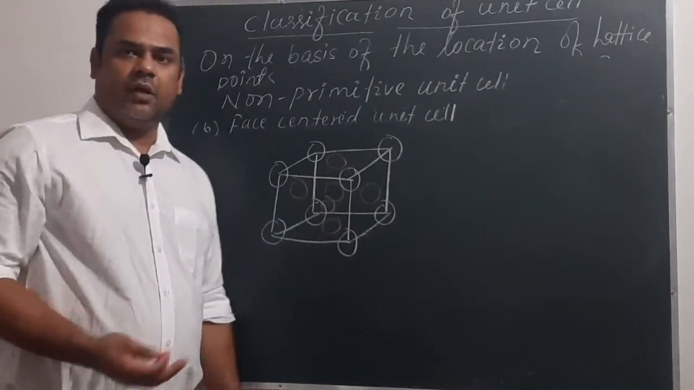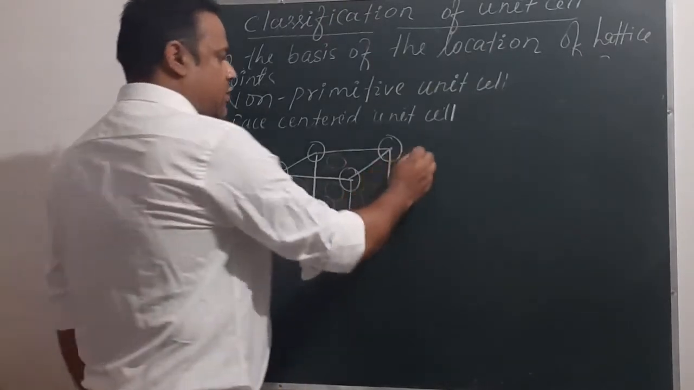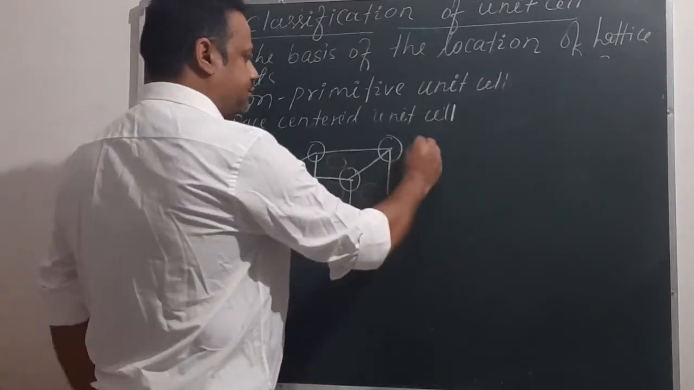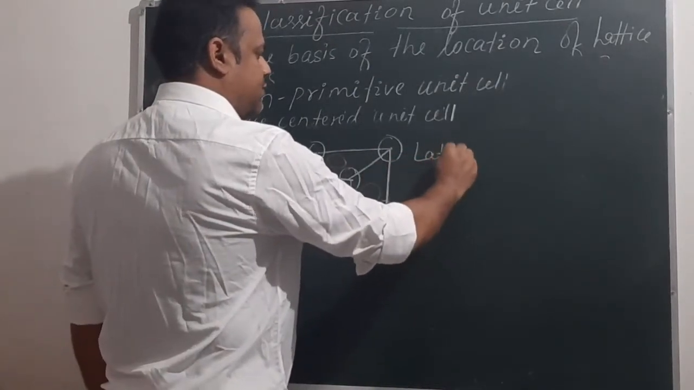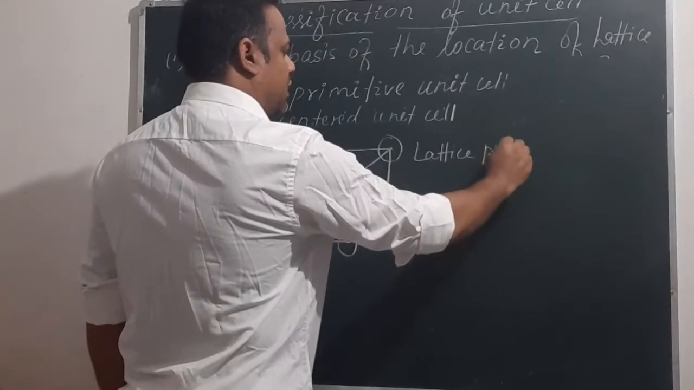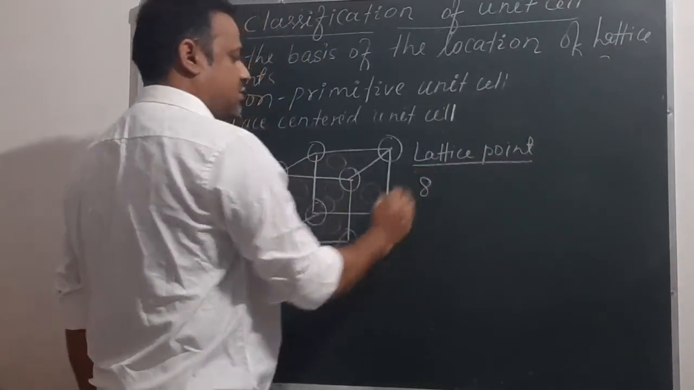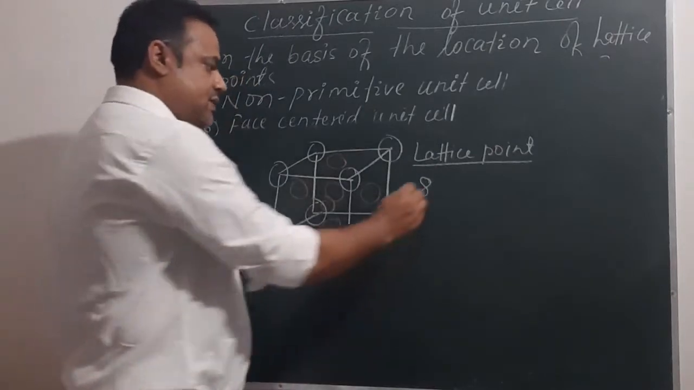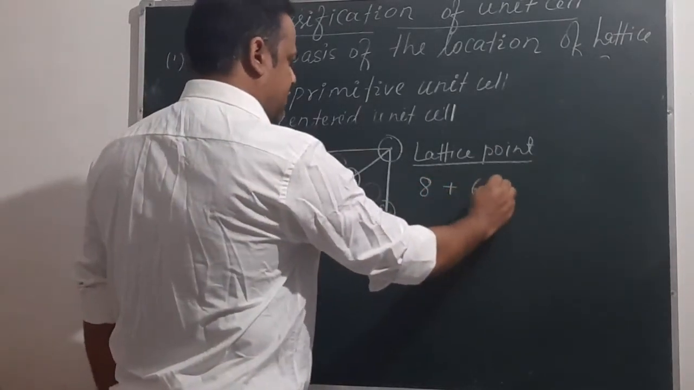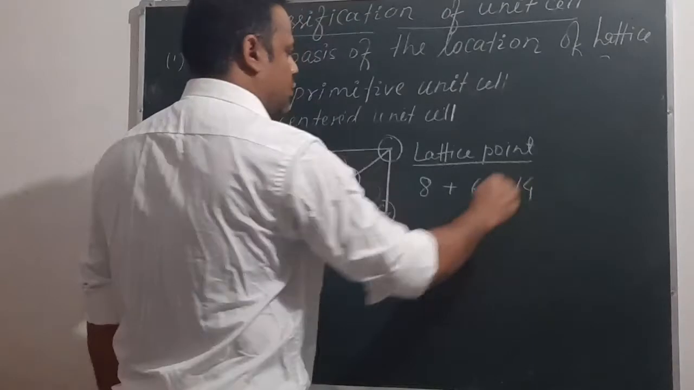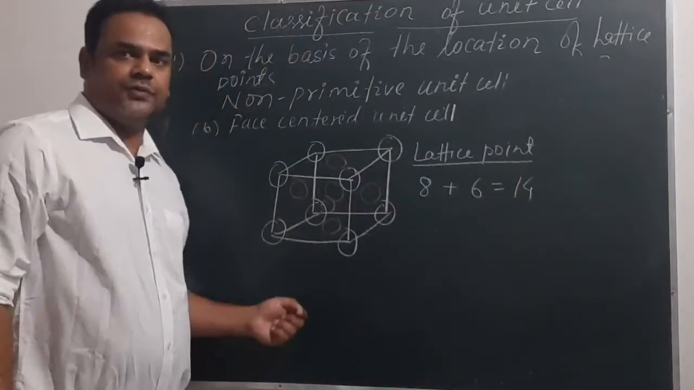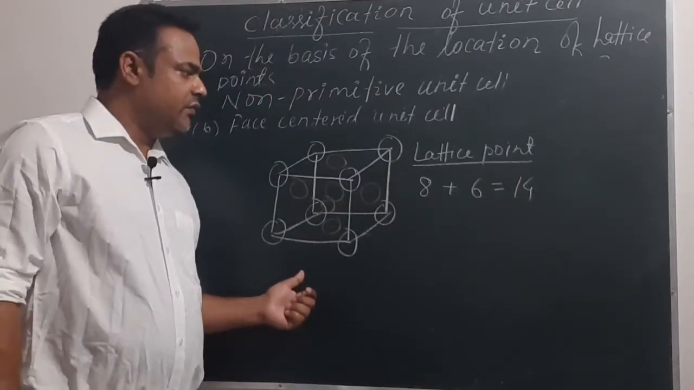So first we will see how many lattice points are there. If we talk about the lattice points, then the total number of lattice points will be 8 corners plus 6 faces, equals 14. So the total number of lattice points in case of face-centered unit cell will be 14.